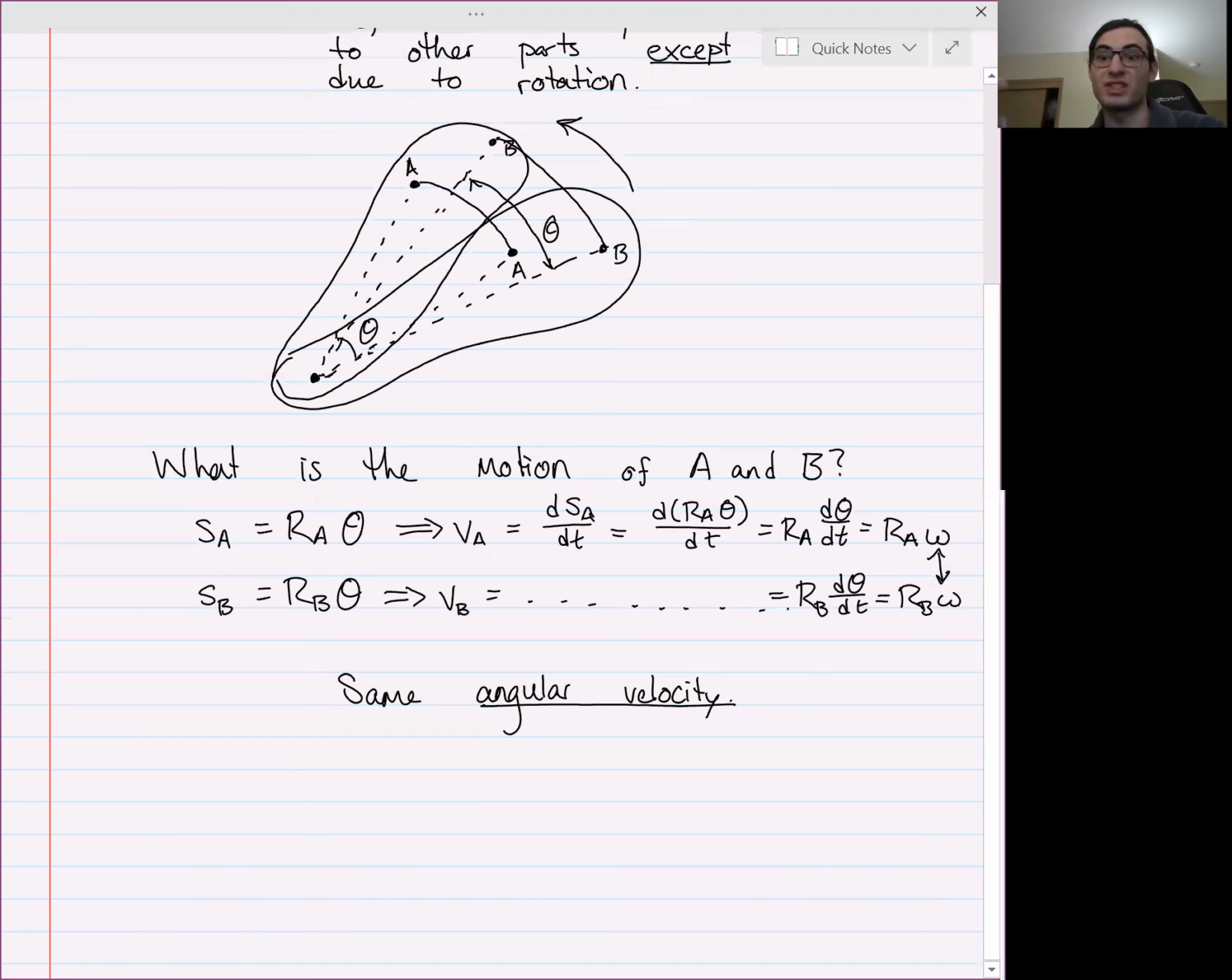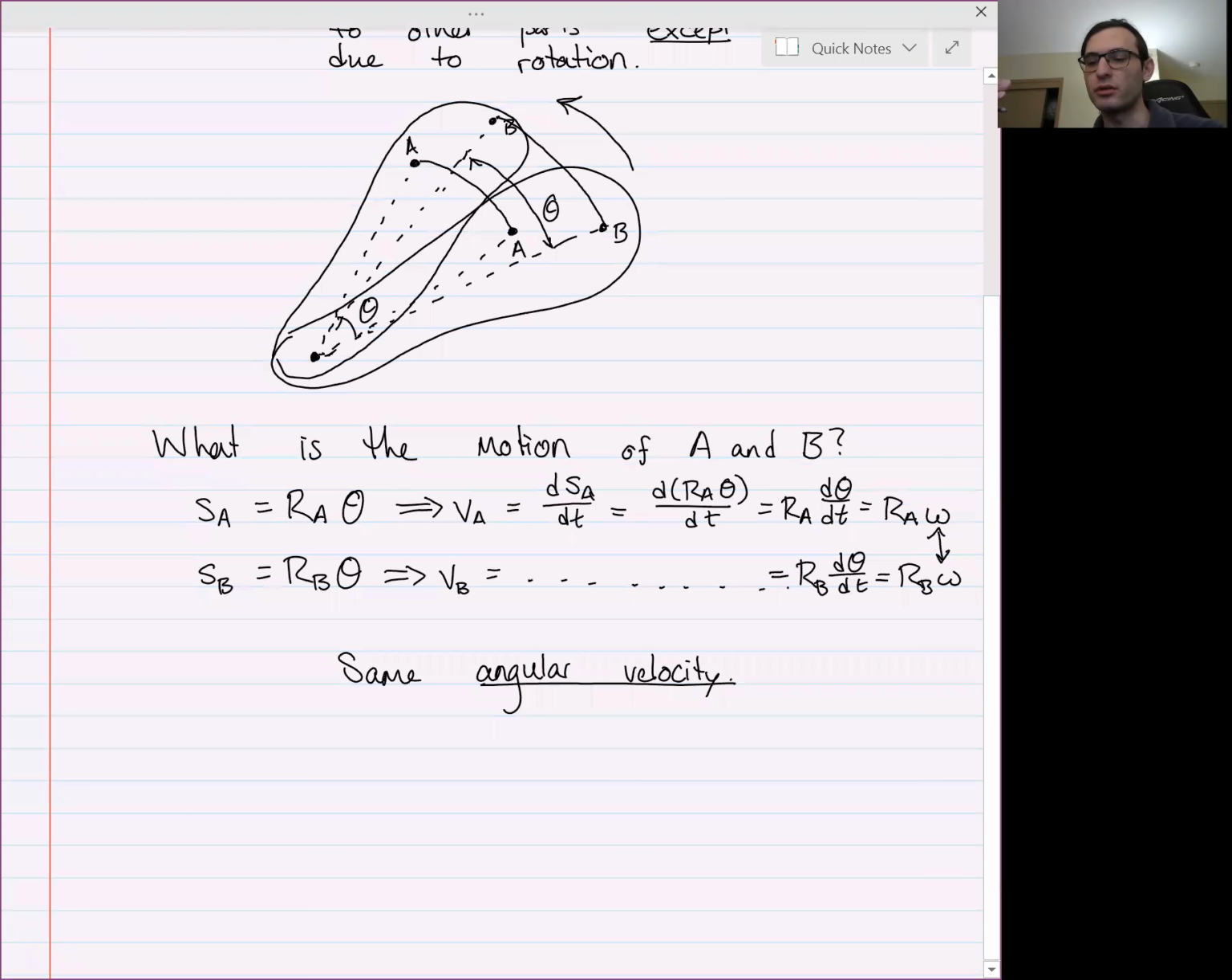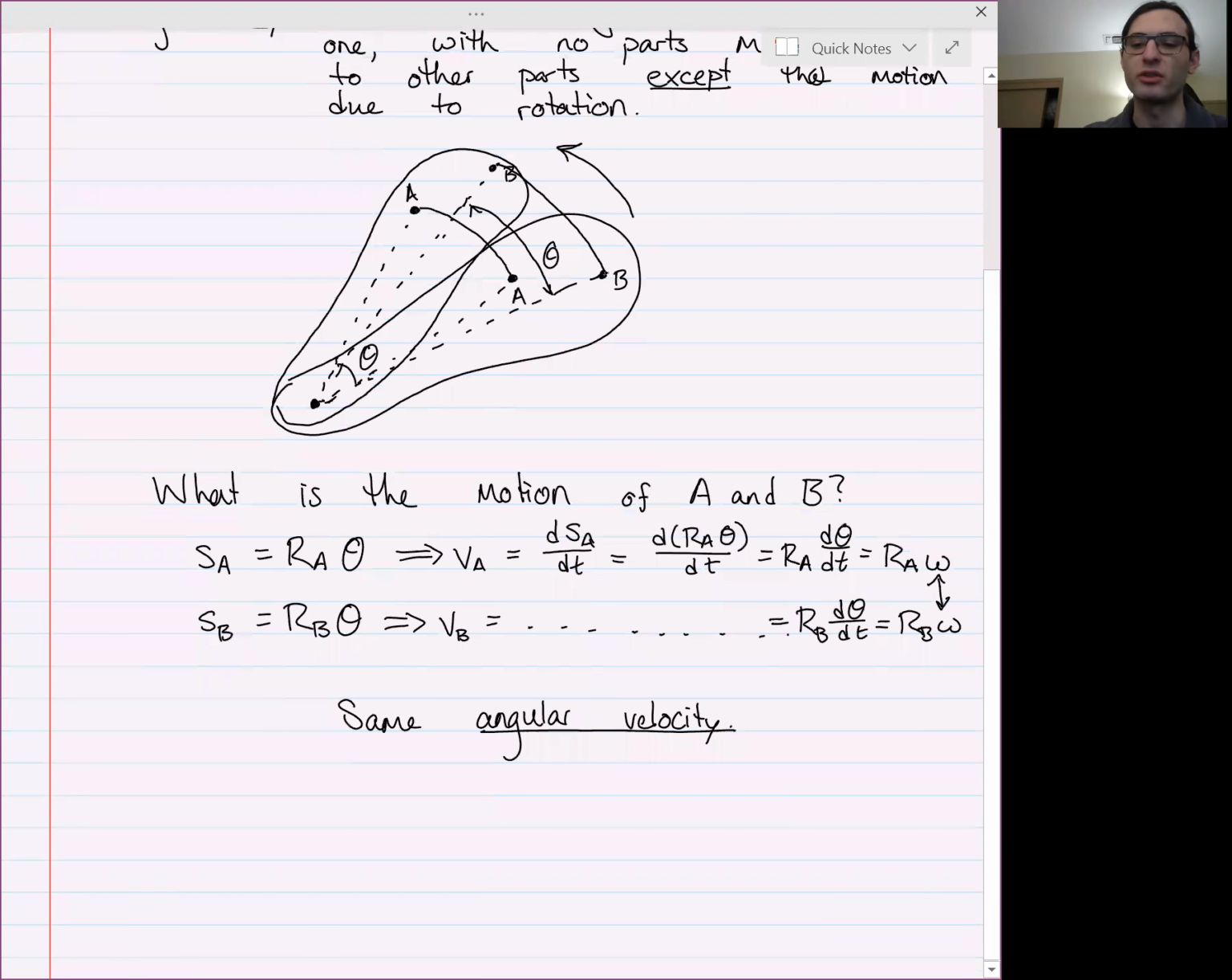So from this simple example, it should be fairly straightforward. I said B covers more distance because it's further away from the axis, right? So when we discuss rotation, we don't really need to worry about where a particular point on an object is, because we can always figure out any of its motion just by multiplying its angular speed by its radius, by the distance from the axis of rotation, and you'll get the translational speed. Multiply the angular displacement by its radius, and you get the linear or the translational displacement, and so on.